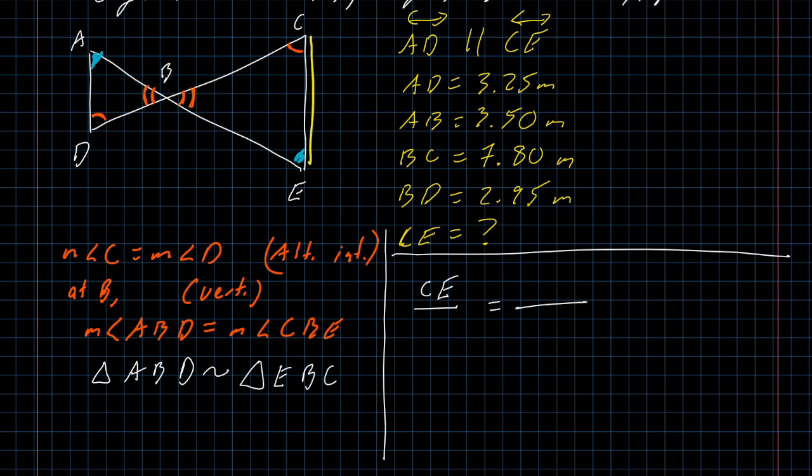And let's see, looking through this list, we are given AD, AB, BC, and BD. I'm not putting the numbers just so I don't clutter things up, but I wanted to mark and remind myself of what I know and what I don't know. All right, so CE is what I'm looking for. I notice that the triangle that has CE, the only other thing I know is BC. So that's going to be the other part of that fraction.